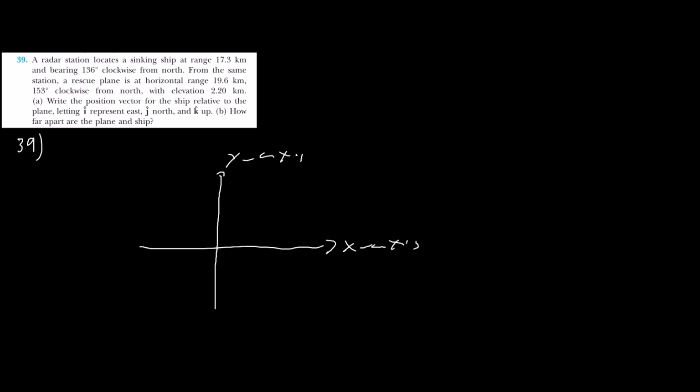So this is going to be 136 degrees. So this would be 136 degrees from that direction, oriented in that point right there. So this is going to be the point, and that is where the sinking ship is at. So this is going to be the sinking ship. All right, beautiful.